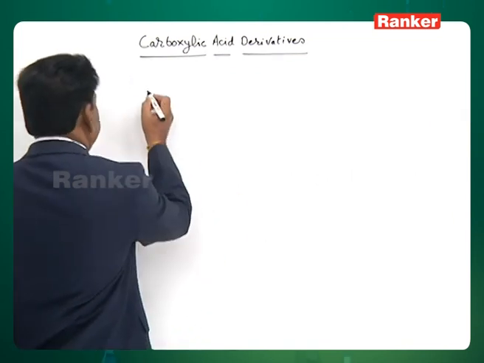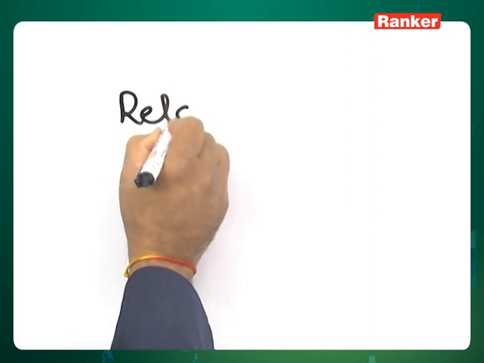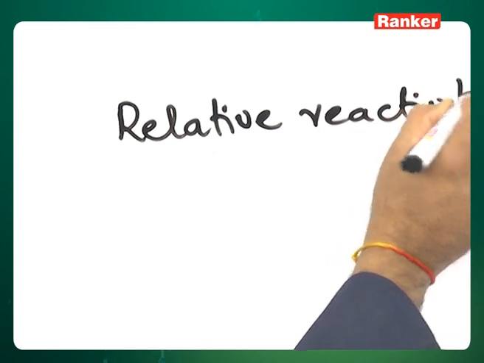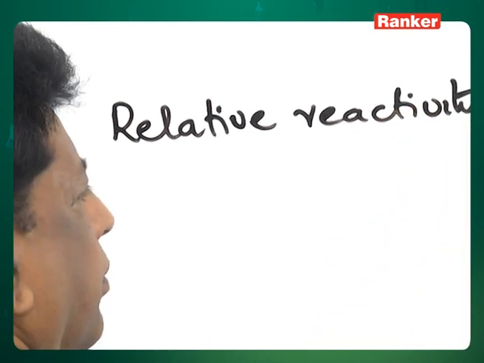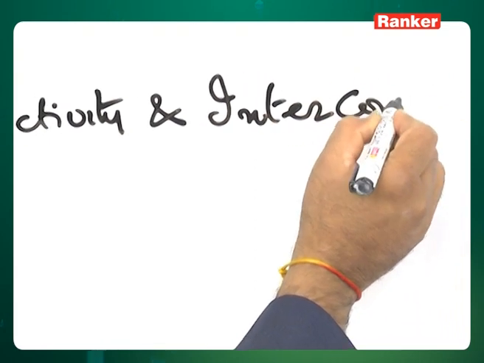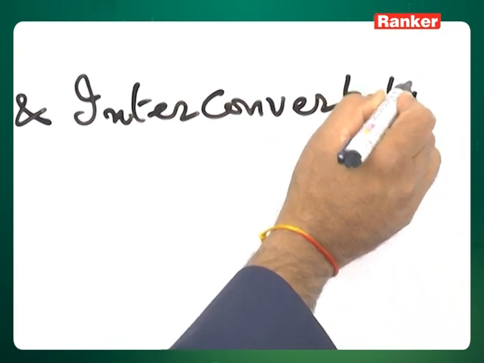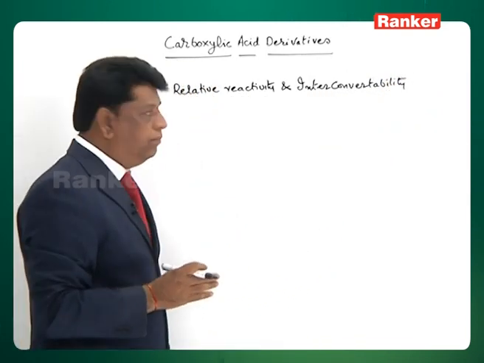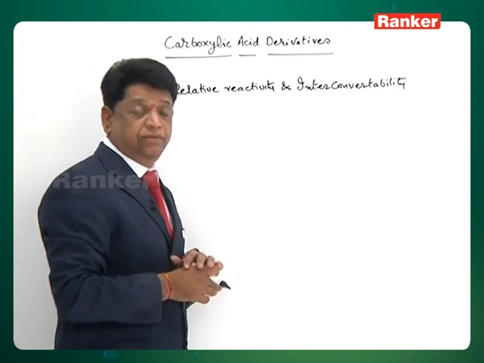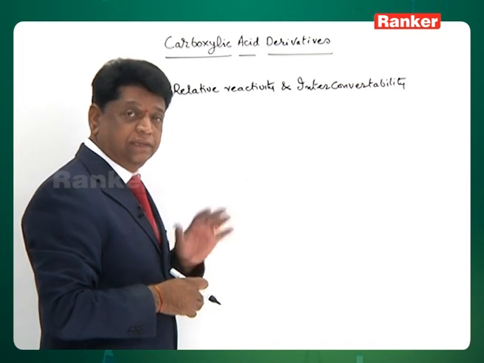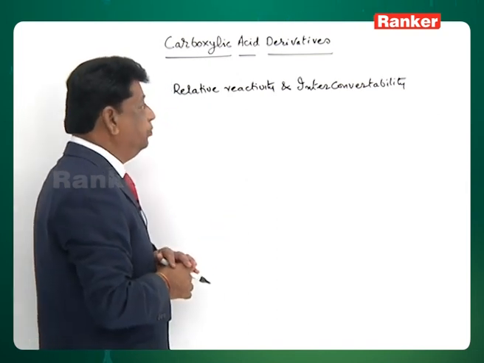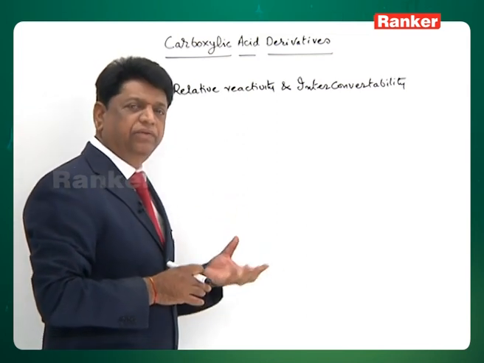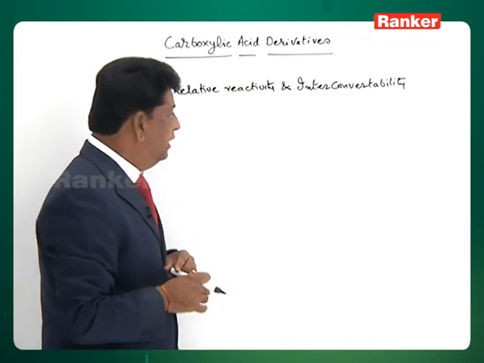So, let us take one point here, their relative reactivity and interconvertibility. This is a general aspect, but a number of questions are coming pertaining to this particular concept, and it is one of the best logically supported concepts, and if you really concentrate on this particular issue, I think a number of the individual properties also can be easily guessed.